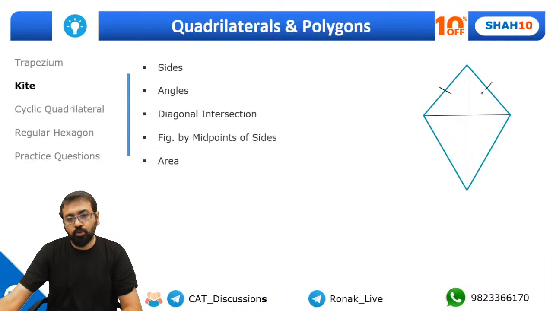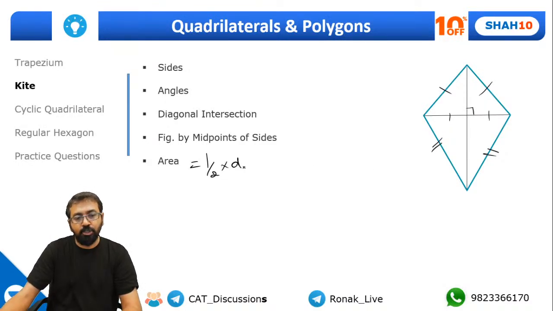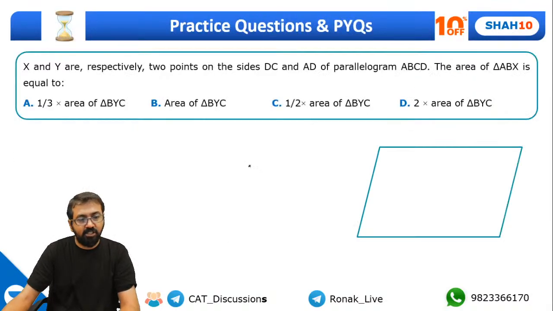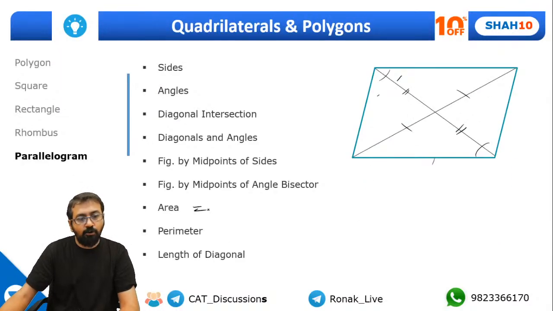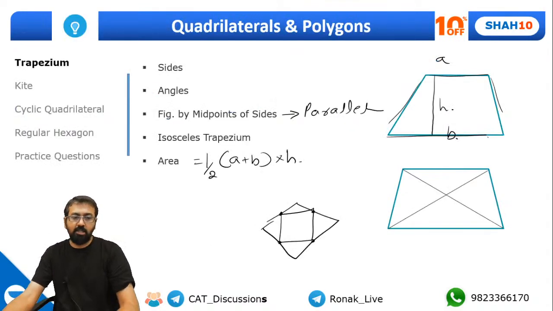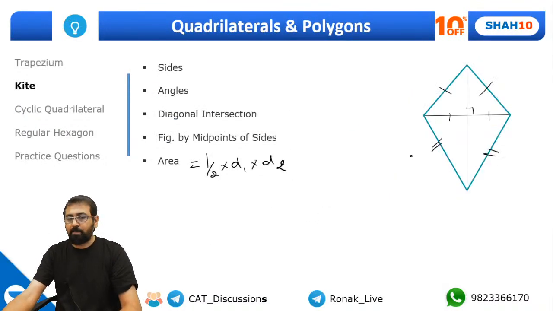Kite, you know, two adjacent sides are equal, two adjacent sides are equal. The longer diagonal bisects the shorter diagonal. Diagonals are perpendicular, so the area will be half the product of diagonals. Acha, in the previous one, we wrote the area of trapezium. What is the area of parallelogram? Area of parallelogram is base into height. I forgot to mention this. If this is the base and you drop a perpendicular from this line, this will be the height. So that is base into height. I'm sure you are clear about these properties, correct?